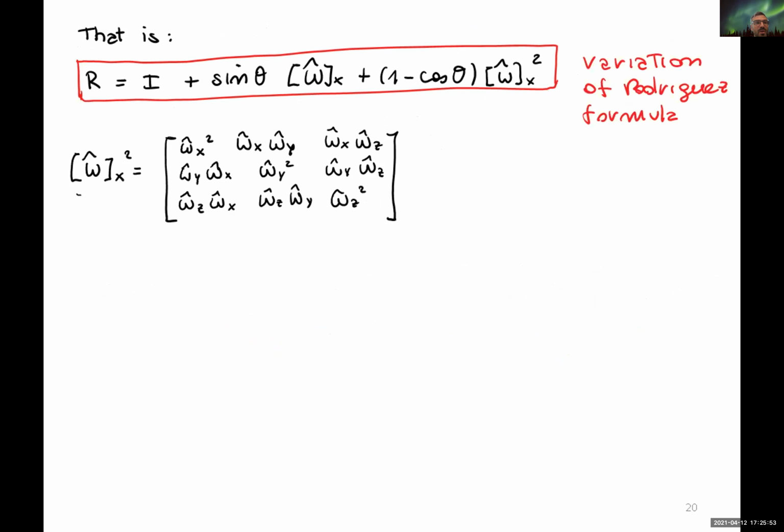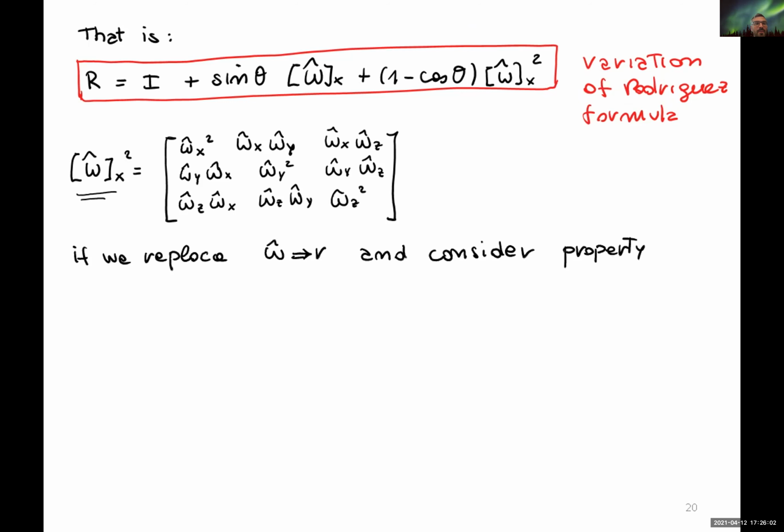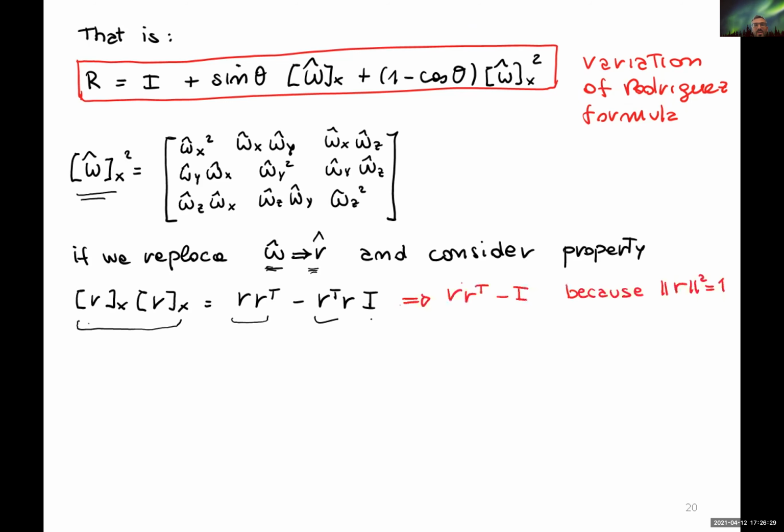If you compute the skew-symmetric matrix squared as this expression, if you don't believe, you can do it symbolically. And we see that if we replace this omega hat with our axis, sorry, a hat is missing, and we consider a property that you remember, if you do the square of a skew-symmetric matrix, this is the outer product minus the norm times the identity matrix. But because the norm of a unit vector is 1, then this boils down to just be I.